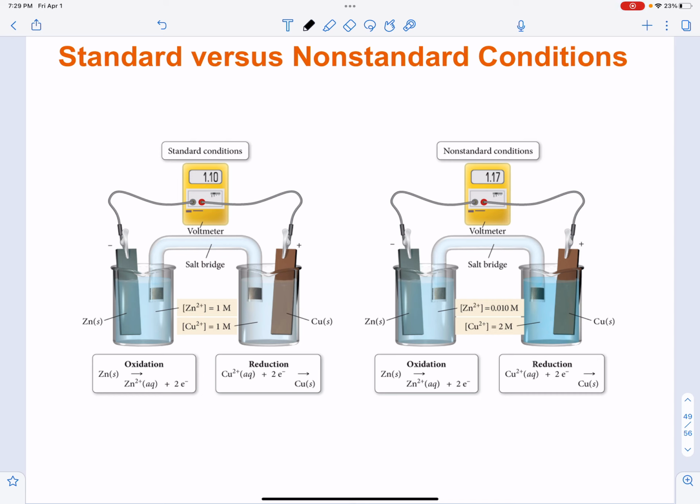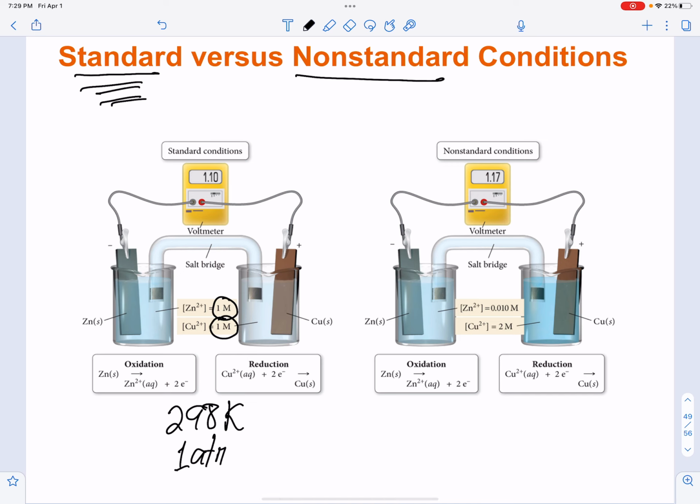So let's look at this situation here. A standard versus non-standard. A standard means concentrations are 1 molar, temperature is 298 Kelvin or 25 degrees Celsius, and if there was a gas, it would be 1 atmosphere. So this one is my standard because it meets all those requirements. And under those conditions, this battery generates 1.10 volts.